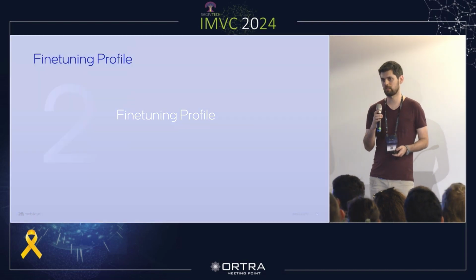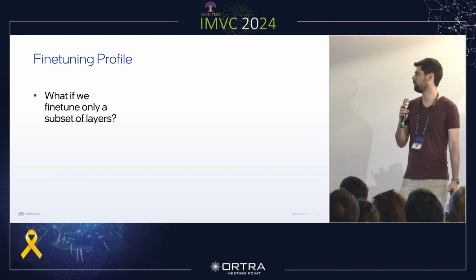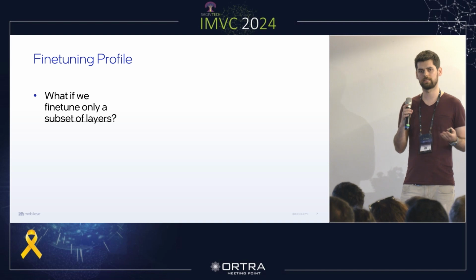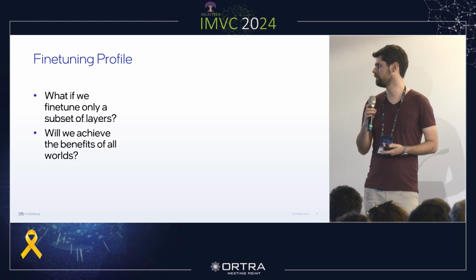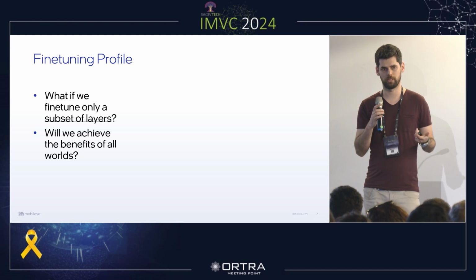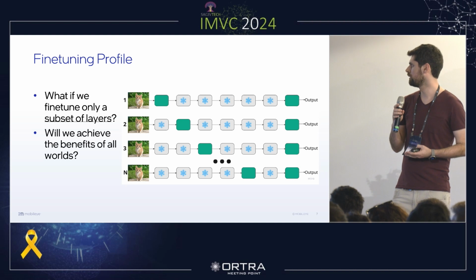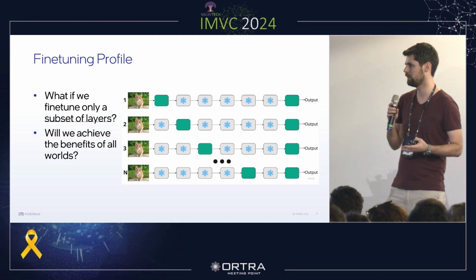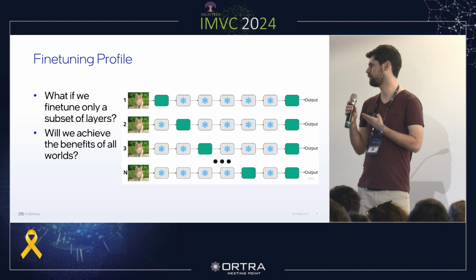Great, so let's talk about the fine-tuning profile. We ask ourselves, what if we fine-tune only a subset of layers and not all the layers? Maybe this way we can achieve the benefits of all worlds for a network. So what we're doing here is taking the network and training only one layer at a time. And we're also training the head, obviously.